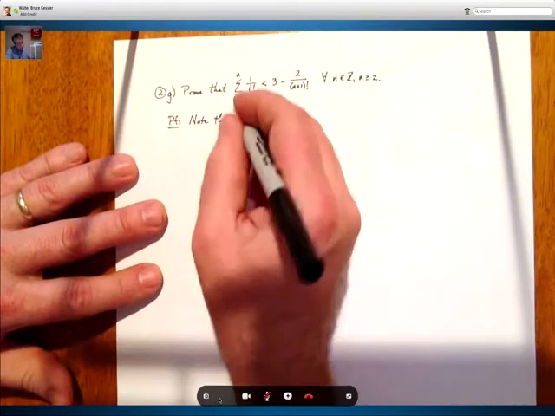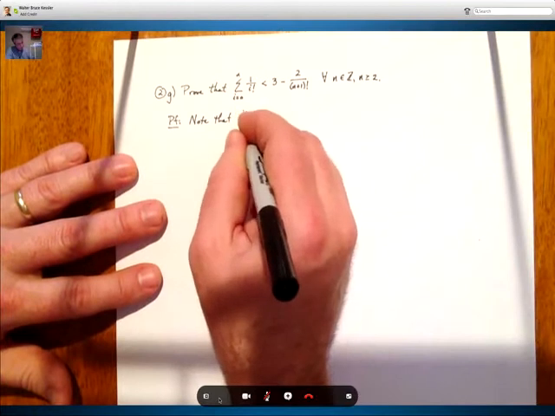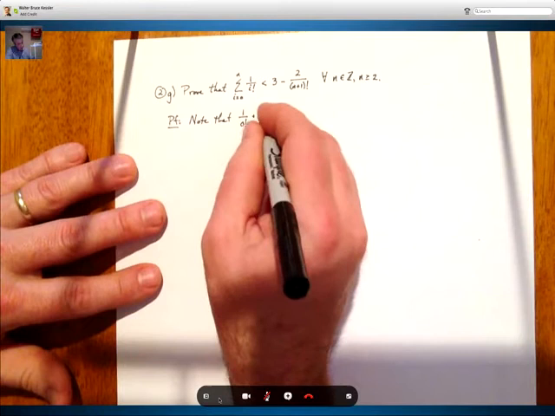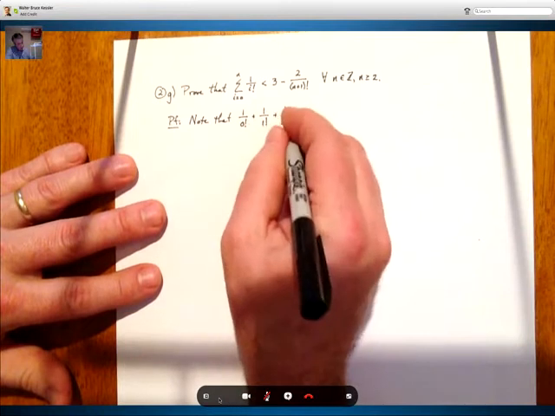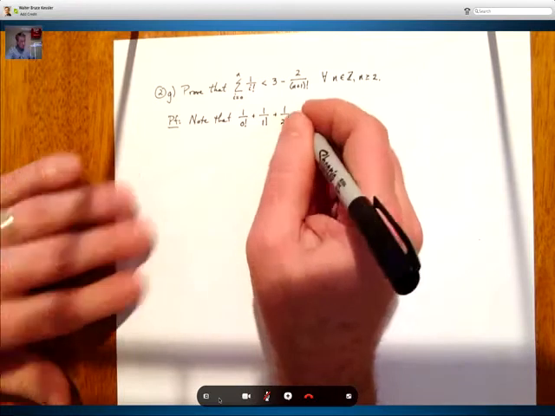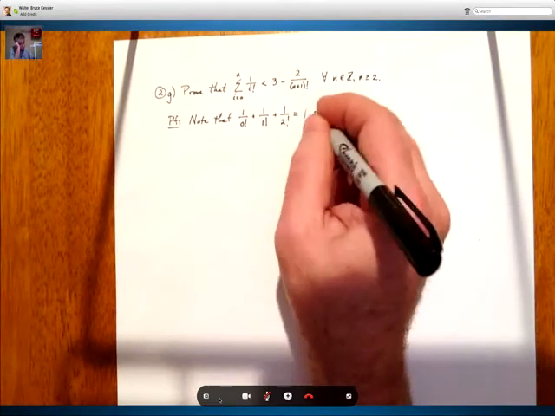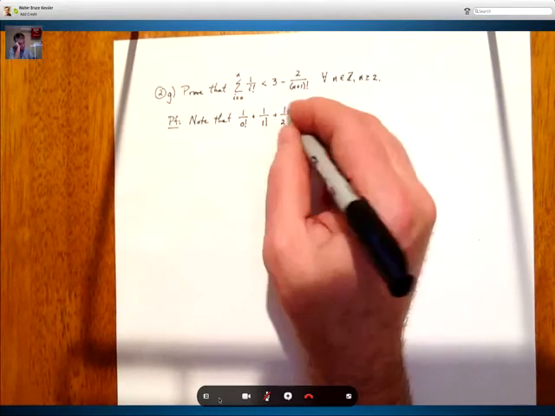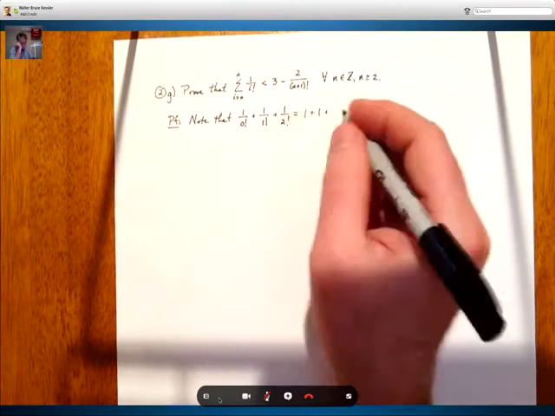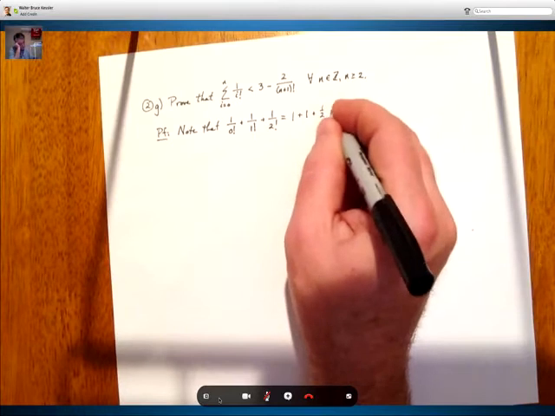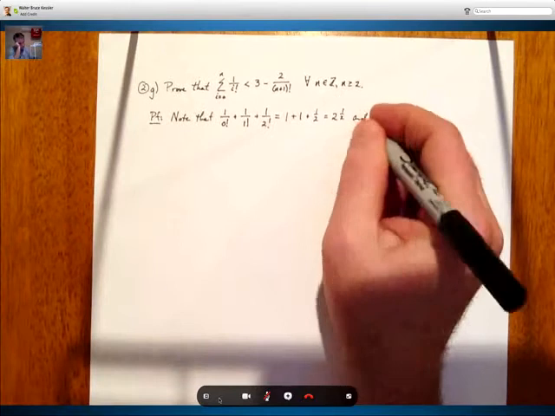Note that, and so we want n to be 2. That means we've got 3 terms actually. We've got 1 over 0 factorial plus 1 over 1 factorial plus 1 over 2 factorial. Okay, when you get this, this is 1 over 1, which is 1. This is 1 over 1, which is 1. And this is 1, 2 factorial is 2. So this is 1/2. So this is 2.5.